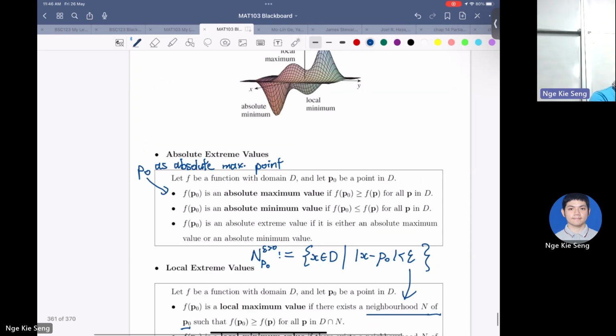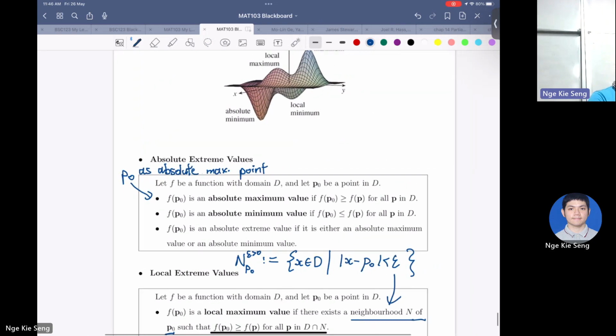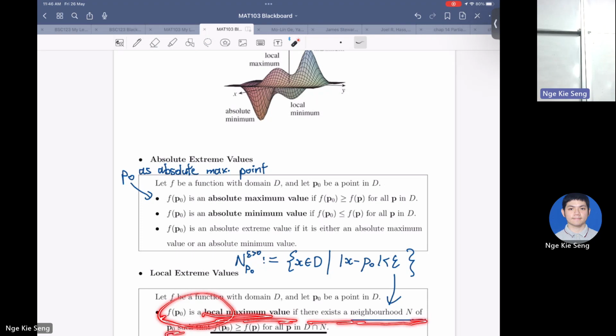Okay, let's look at this example here. Let's see how we apply this definition. It says that F of P naught is a local maximum value if there exists a neighborhood N of P naught such that F of P naught is greater than everything inside the neighborhood.